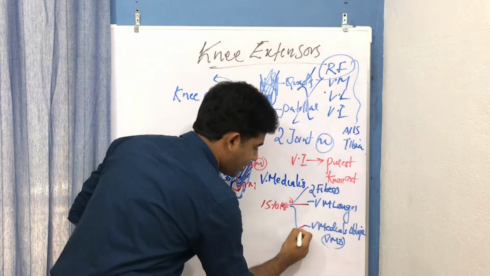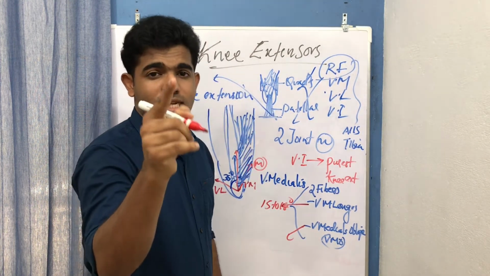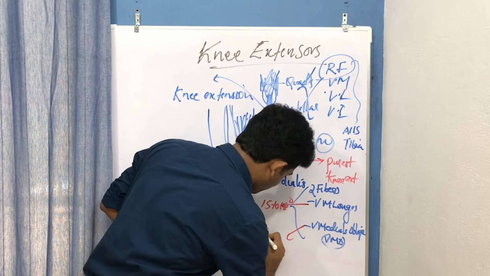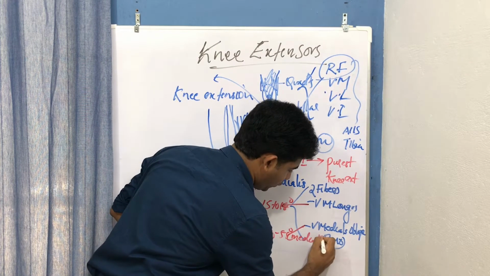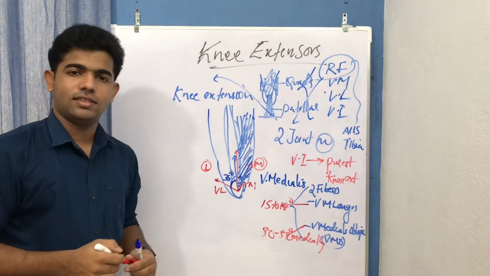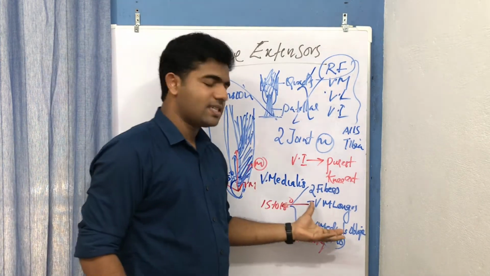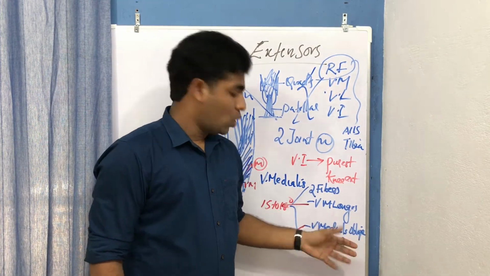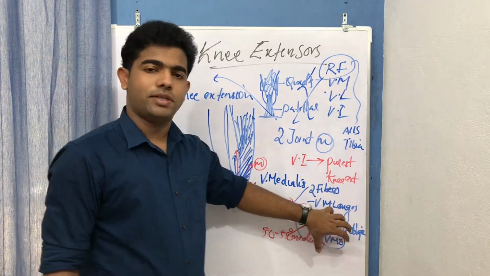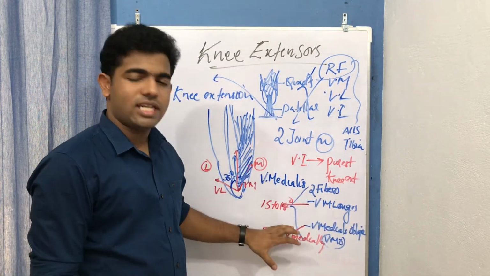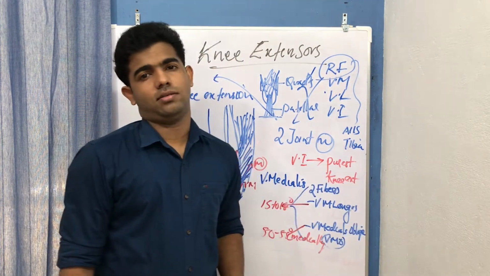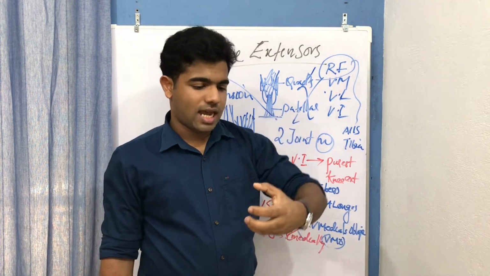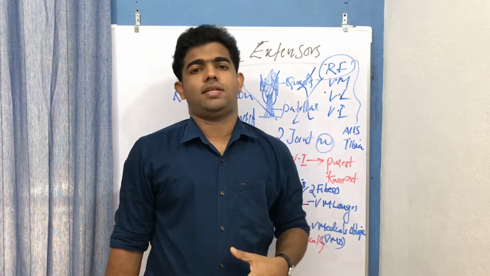And what about the orientation of VML? Any guess? Yes, that is 50 to 55 degrees medially. Yes, and this has some clinical implications. We see that the VMO in particular, or the vastus medialis muscle, has a great role in medial stabilization of the patella. It is able to pull the patella medially and stabilize the patella.